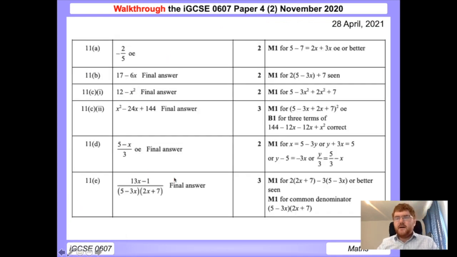So you can just look through the mark scheme. I put this into the PowerPoint. Again, please pause if you want to go through anything that I've gone through here. But you can see all the answers are here as shown.